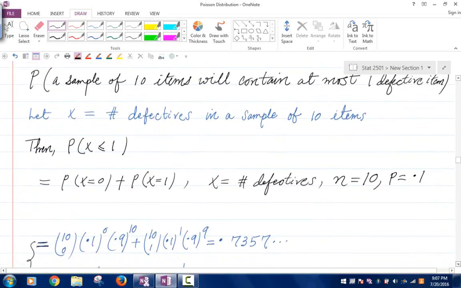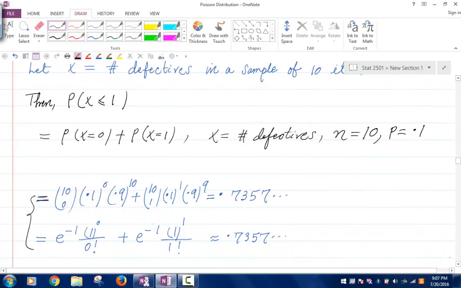The probability that X is at most 1 is the same as the probability that X is 0 plus the probability that X is 1. Remember that X is the number of defectives. Here we have 10 items, so n is 10, and the probability of a defective item is 0.1. So lambda here would be n times p, which is 10 times 0.1, which would be 1. Now we are going to calculate these two probabilities in two ways. First of all, I'm going to use the exact probabilities. That is, we observe that X is a binomial random variable.